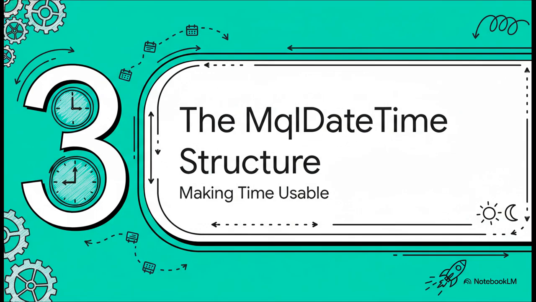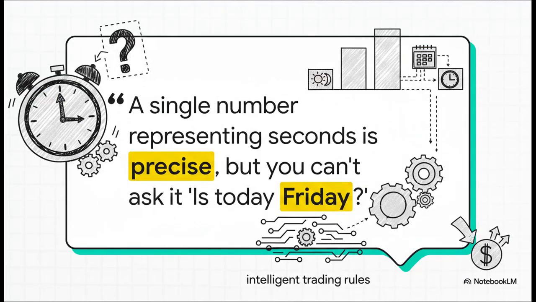Okay, so we've done the right thing. We've used TimeCurrent to get the accurate server time, and we're holding it as that huge number of seconds. That's great for the computer, but it's not so helpful for us. How do you write a rule like, don't trade before 9 a.m. with a number like 1.6 billion? And this quote just hits the nail on the head. That single integer is super precise, but it's not very practical for what we need to do.